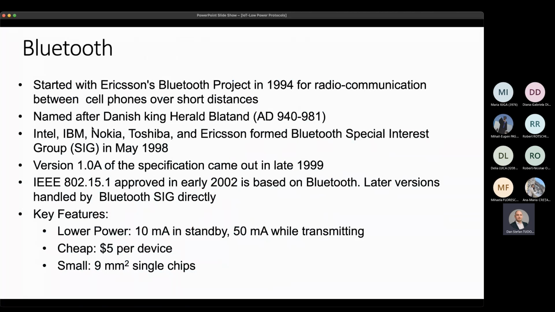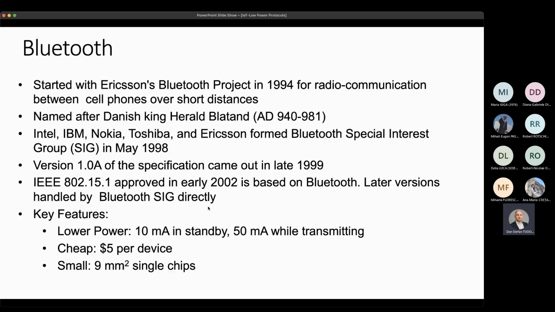You have two companies that actually manufacture mobile devices, Nokia and Ericsson, and Toshiba was also a manufacturer, and you have Intel and IBM, which were main players because their silicon and their software were used by these devices. So they named the protocol after a Danish king that united the Danish tribes, the Viking tribes, back in the Middle Ages. So the Bluetooth protocol was designed to unite all mobile devices or mobile cell phones back then. The first version came out in '99, but the one that got approved and became an IEEE standard, 802.15.1, was back in 2002.